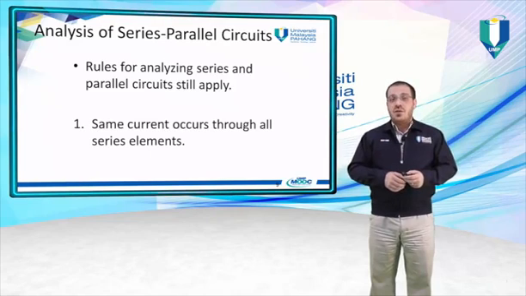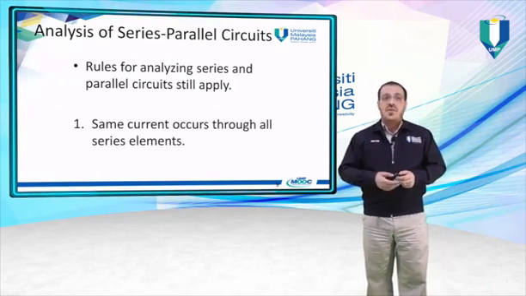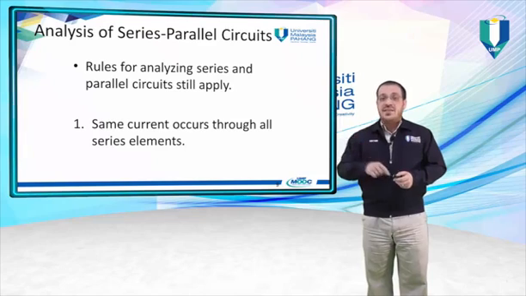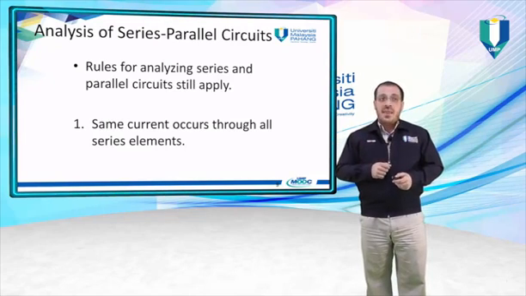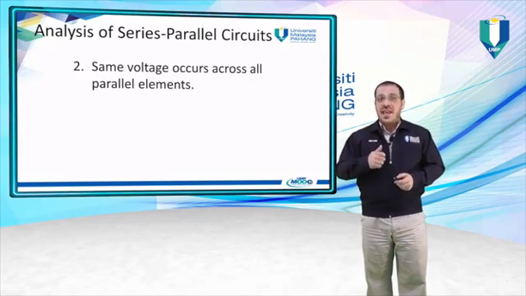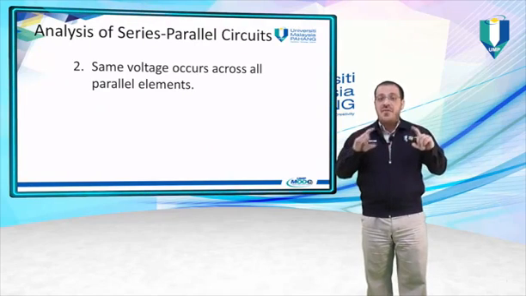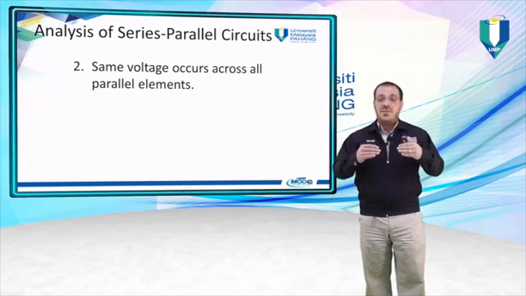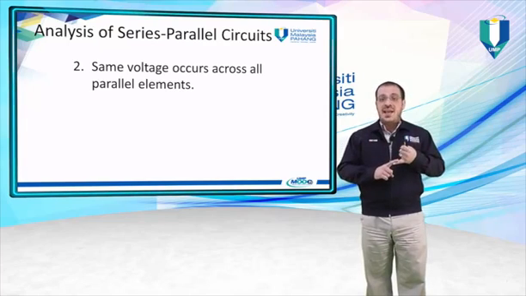So that's the content of this part. First, the same current occurs through the series elements. In the series element, as you studied in part 1, the current is the same in all parts. The second, important rule is that the same voltage occurs across all parallel elements. That means all elements in parallel will have the same voltage, and the current will be different. So always remember this: in series, current is the same. In parallel, voltage is the same.